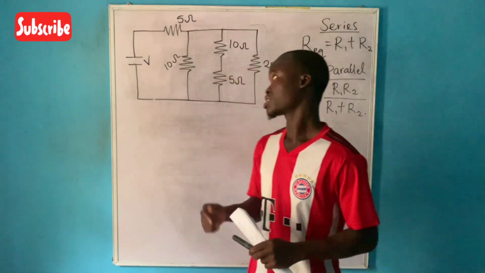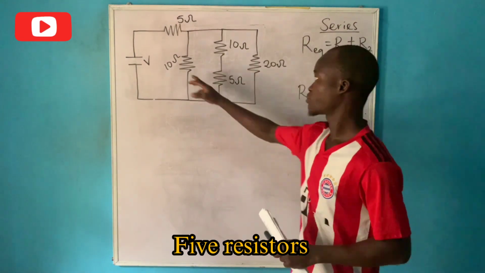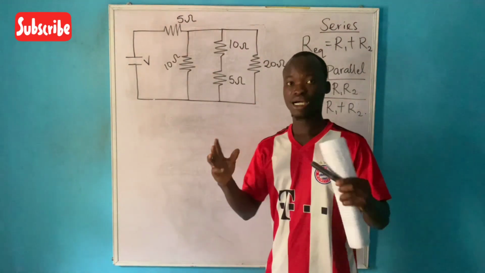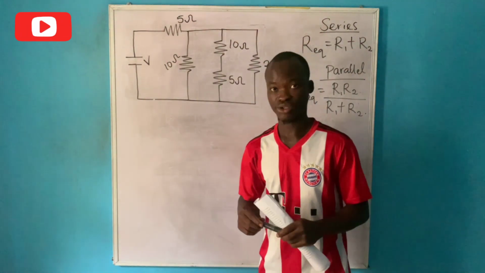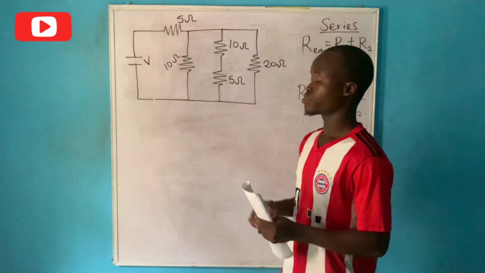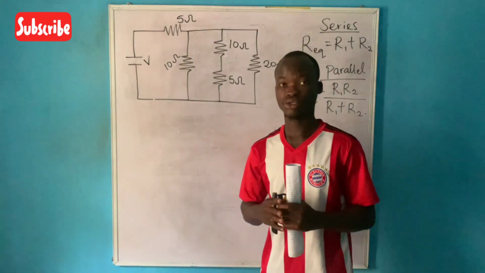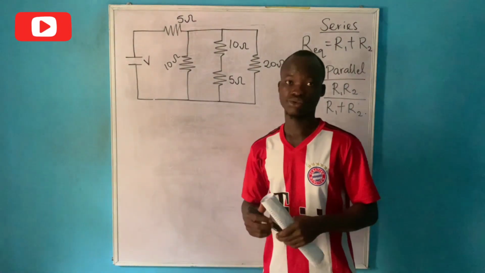So now let's start with the example on the board. In this example, you see that we have about 5 resistors. We have 1, 2, 3, 4, 5 resistors. And we want to look at the total resistance that these 5 resistors will be contributing to the circuit. And by this, there are some processes we need to consider in order to be able to find the total resistance of the resistors in the circuit above.